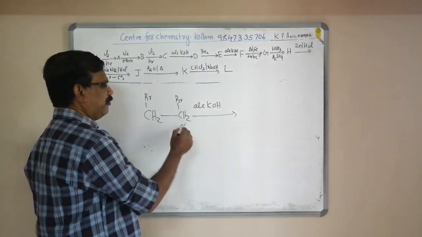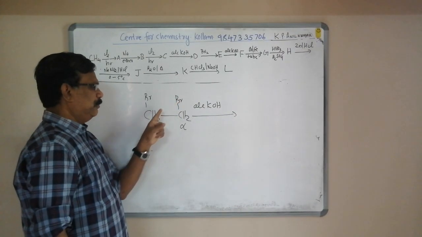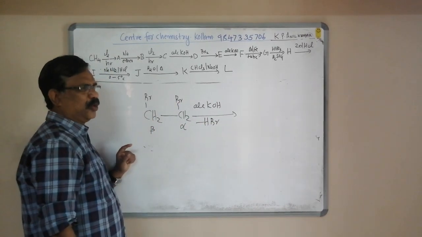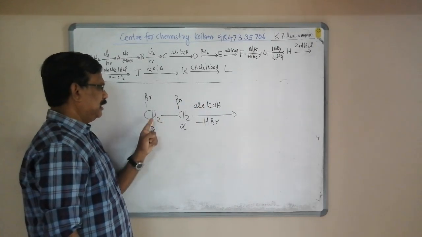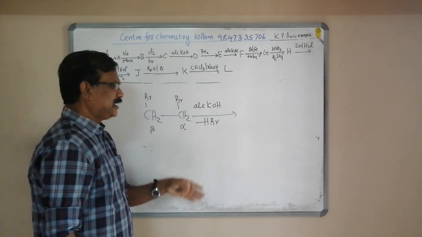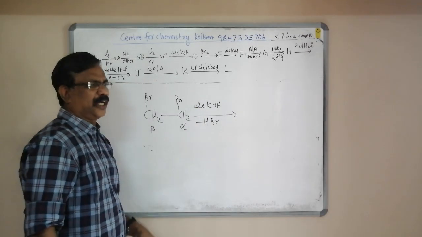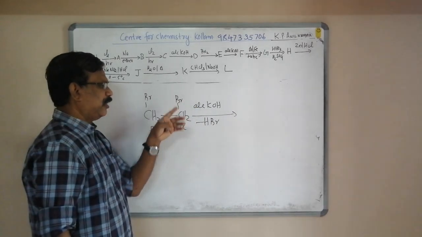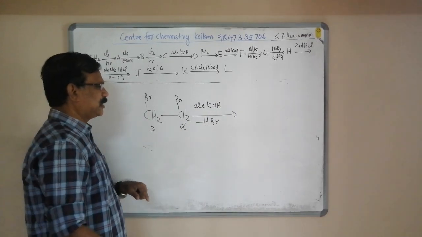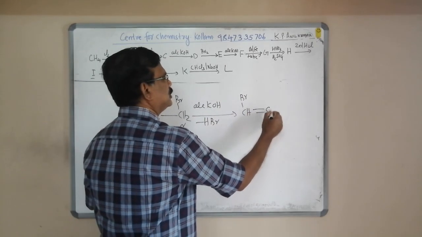This is the alpha carbon first and this is the beta carbon. From the alpha carbon bromine and from the beta carbon H, totally HBr, is removed: Br as KBr, H as water. Simply, alcoholic KOH is the reagent for the elimination or dehydrohalogenation reaction. The saturated compound becomes unsaturated, and the first intermediate is CHBr=CH2.